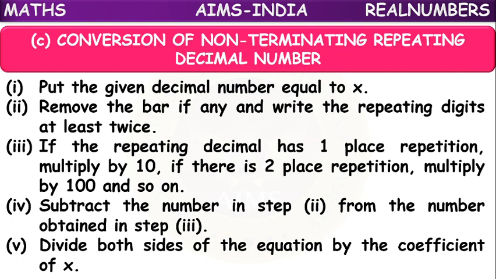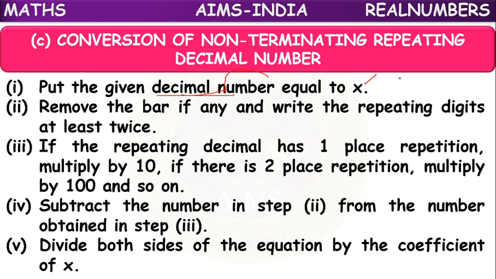Now, let's see the conversion of these non-terminating repeating decimals into rational numbers. Terminating we have done in a simple way, but non-terminating we have to follow some steps for writing them as a rational number. So the steps are: first, put the given decimal number equal to x.